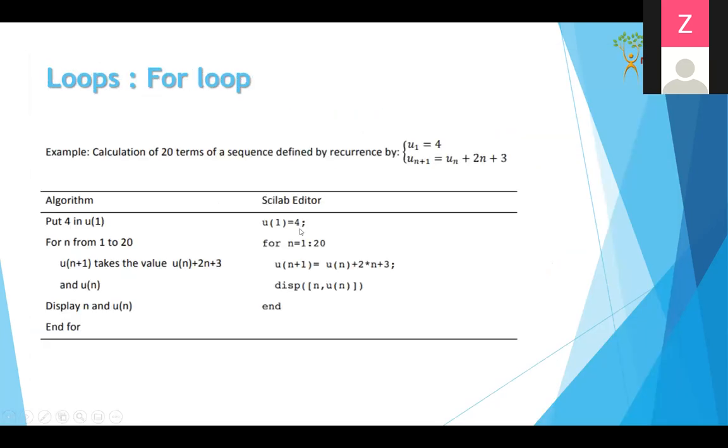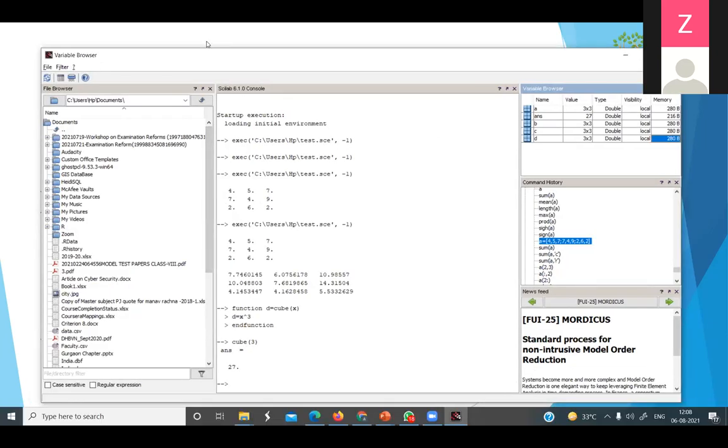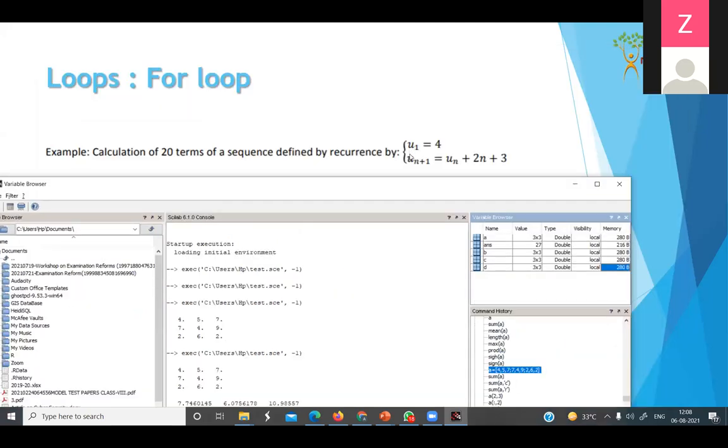So accordingly, a number of loop statements are also there. Loop statements are used in case we want to do certain operations repeatedly; we need to write them in a loop format. Let us try to create a small program where we want to calculate this function. The initial number is 4, and the next number in the sequence is given by adding 2n plus 3 to this. Calculate 20 terms for the sequence.